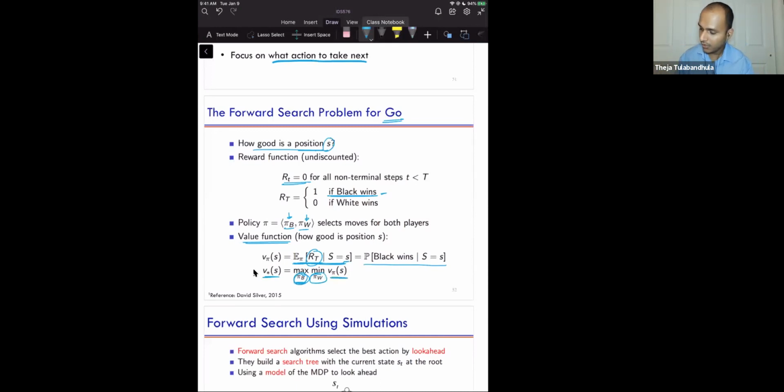Recall pi is just this tuple of your moves, your policy, and the opponent's policy. What is the best thing you can do for the worst thing that the opponent is going to do in terms of value? That's the optimal value function, and then the corresponding policy is the optimal policy that the player with the black stones has to play. Any questions about the setting up of what the reward is and what the policy is?